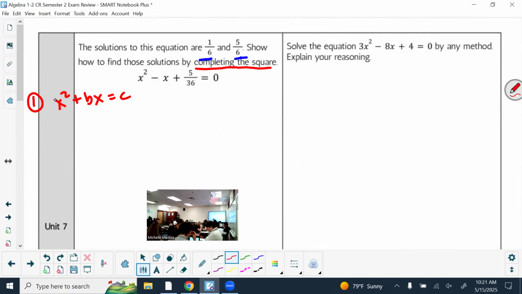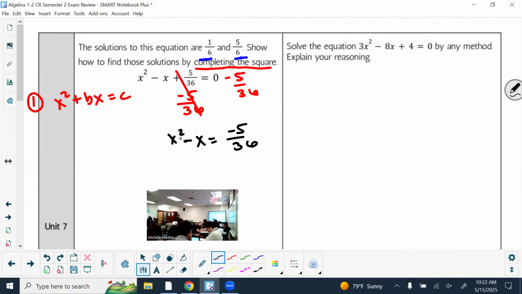So this one wants the x terms alone on one side. So you need to move this other term. How do I move the 5 over 36? And whatever you do on one side of the equal sign. So then I get x squared minus x equals negative 5 over 36. That alone will get you some points.